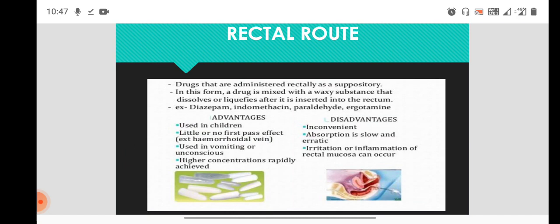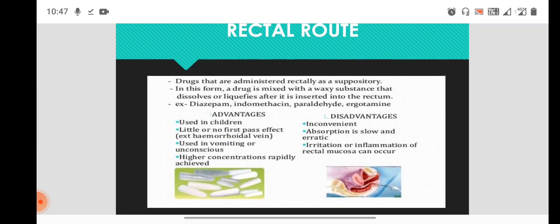The disadvantages are that it is inconvenient to the patients, the absorption is also very slow, and it may cause irritation or inflammation of the rectal mucosa. The advantages are that it is used in children, and there is no first pass effect. In vomiting or unconscious conditions we can use this, and there is a higher concentration.